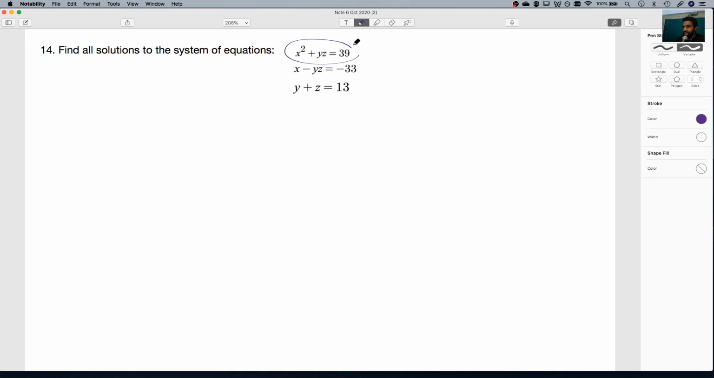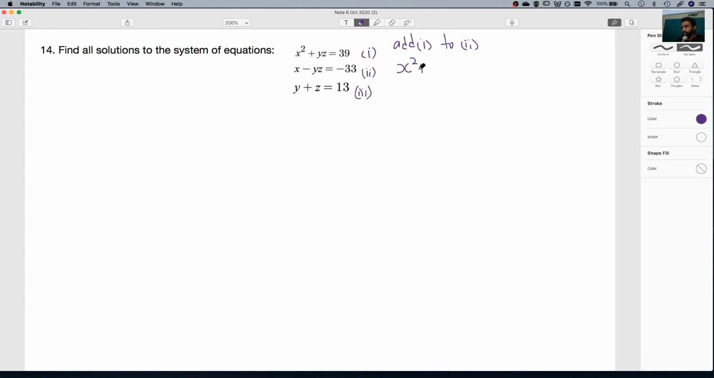What I can do is add the first one to the second one. Let's call the first one I, call the second one II, and call the third one III. I can add I to II and simplify the thing quite nicely. So let's do that. Let's tell our teacher what we're doing. We say add I to II, and that'll give us x squared plus x is what?